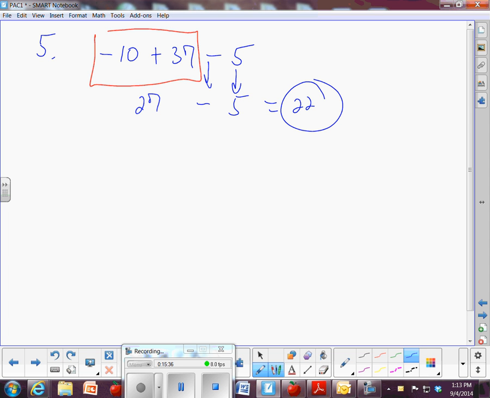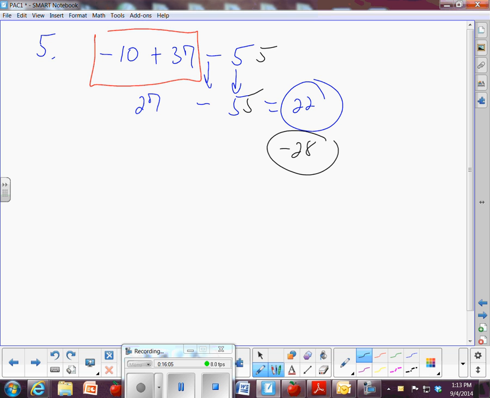Now, if that would have been a 55, that would be a whole different story, right? And now we'd be doing a positive and a negative. We'd count from 27 to 55, right? 37, 47. And so we would have gotten a 28, and we'd give the sign of the one with the most, and that would be a negative 28.